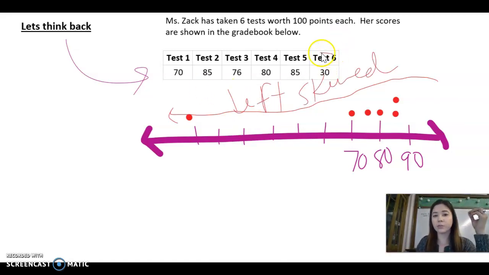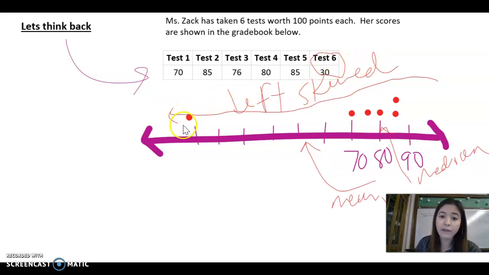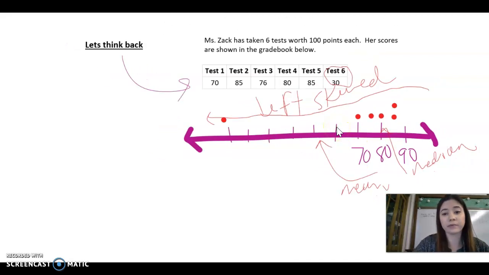And what did we say this really low number was going to do to our average? It was going to bring it down. So our average, our mean, is going to go from being here in the middle to being somewhere a lot lower, versus our median will be somewhere here in the middle between 70 and 80. So when we have this lower outlier or when we're skewed to the left, it's going to pull our mean to the left.